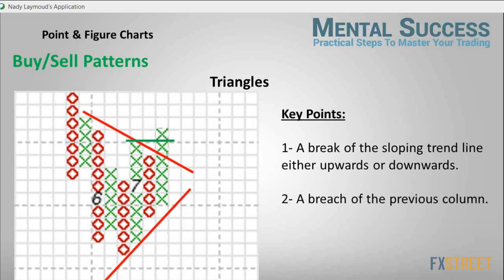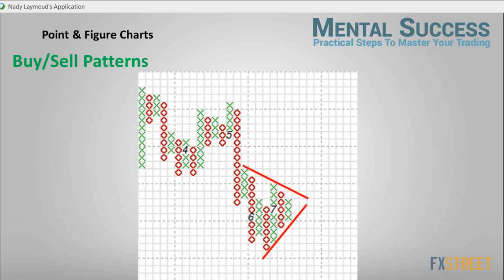Let's view an example of this pattern for Euro-USD dollar. In this chart, we can see the two sloping trend lines and how price started to be locked in a tight range. Our first objective here is to see a break of either sloping trend lines. And once we have that, we turn our focus to the second point, which is a breach of the previous column here. Once that letter O is drawn, we wait for a breach of the previous column to get our signal to sell the market. Now, let's see how price did unfold after breaking below that point.